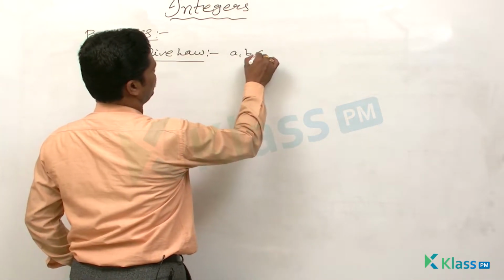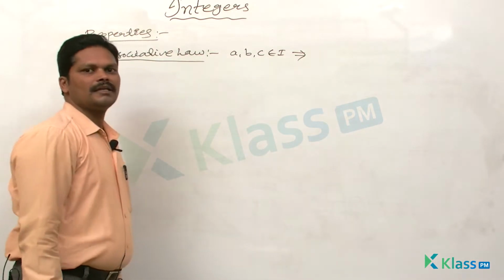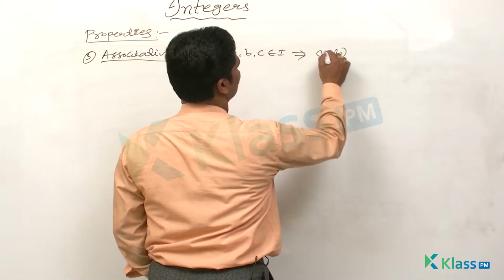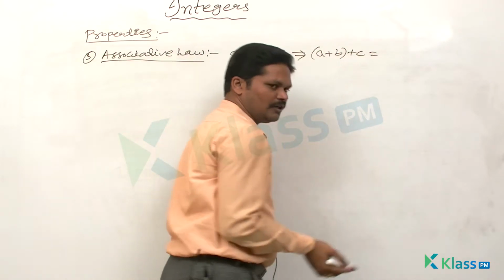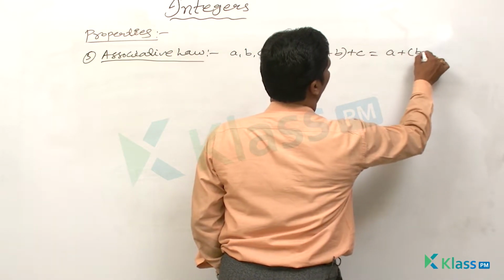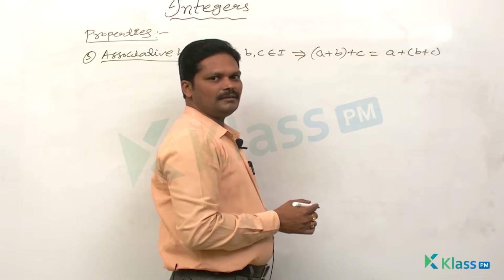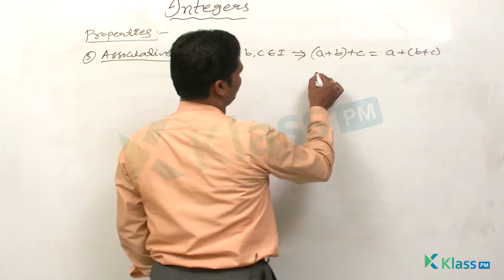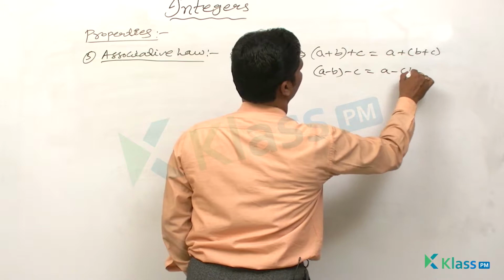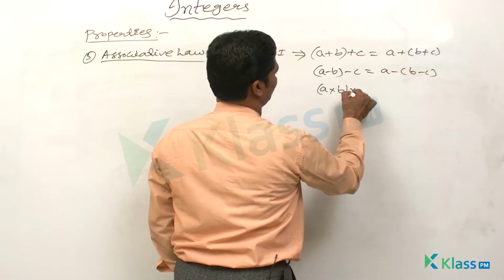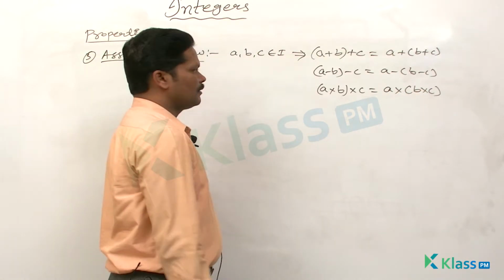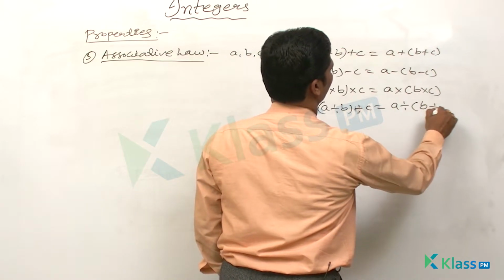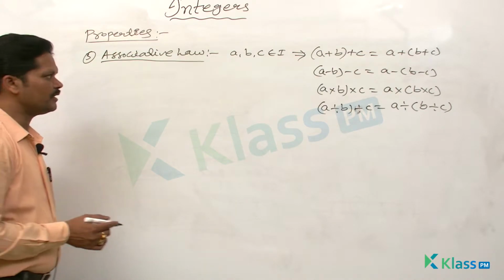Here we should take three integers. If we apply the basic operations, we add the first two integers, after that we add the third integer, and the value should be equal to when we add the second and third integer first, and afterwards add the first one. The value should be the same. This is the associative law for addition. And for subtraction, a minus b minus c is equal to a minus of b minus c, and for multiplication a into b into c is equal to a into b into c, and for division a divided by b divided by c is equal to a divided by b divided by c. So these are the cases we need to apply here for the associative law.